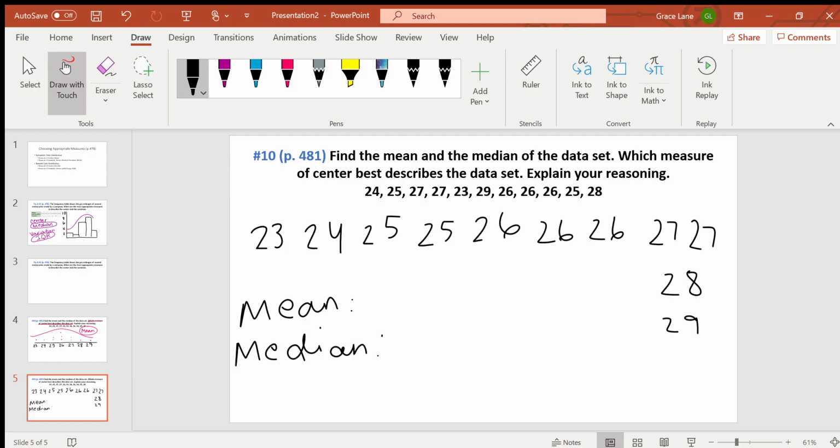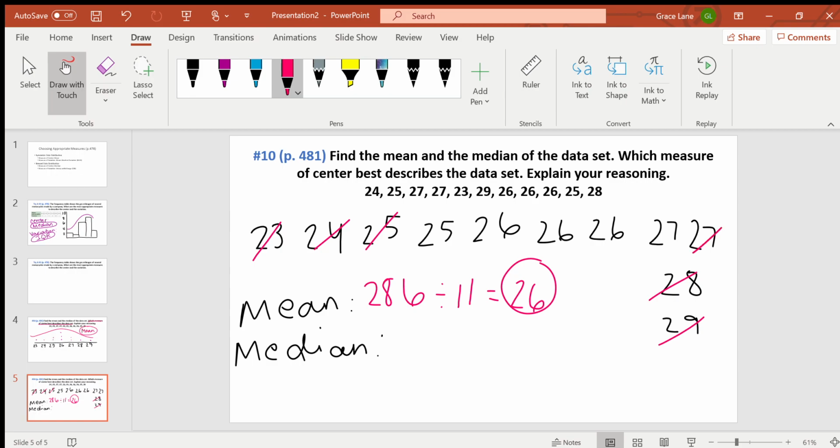For the mean, if you add up all your numbers, you can use a calculator, you should get 286. You're dividing by how many numbers there are. If you count them up, there are 11, which means that the mean is 26. The median, if you find the middle number when they are in order from least to greatest, you should find that 26 is also the median.